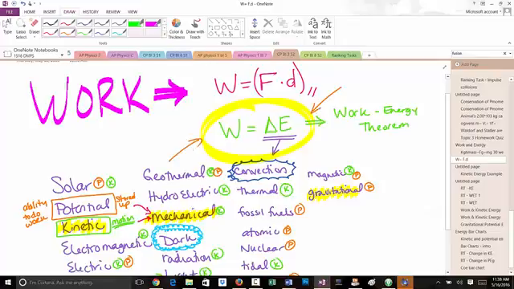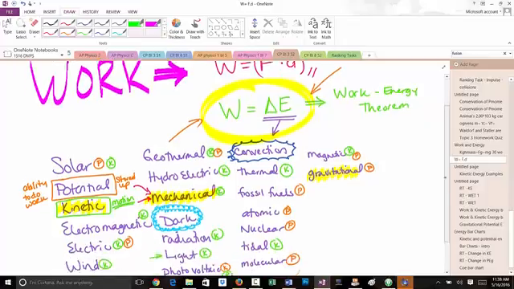This whole thing had a name, the work energy theorem. It must be pretty important if it has a theorem named after it, right? The work energy theorem: work is equal to the change in energy. That's where we're going to focus today.